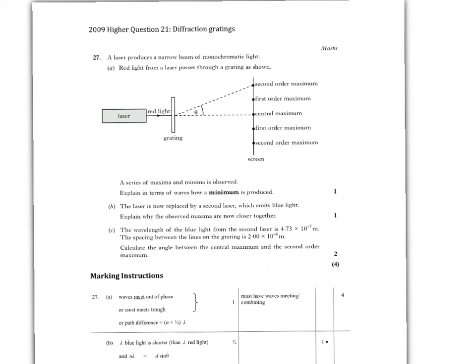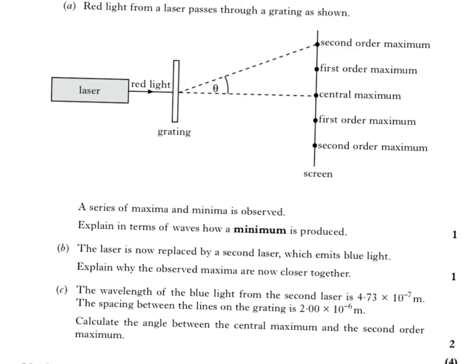So part A, it says red light from a laser passes through the grating as shown, and what you have is the grating just here, and you have the angle theta, which I should be able to zoom in on. So that's theta there, which is the angle between the central maximum and the maximum that you're interested in. Okay, so in this case, in this question, it's the second order maximum.